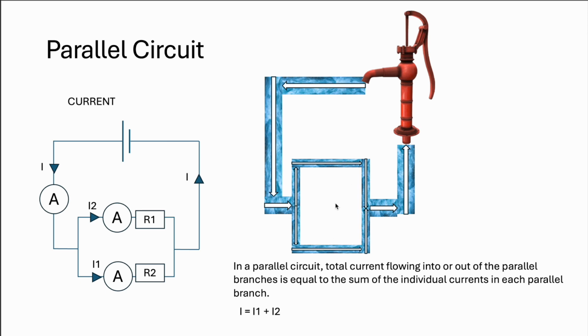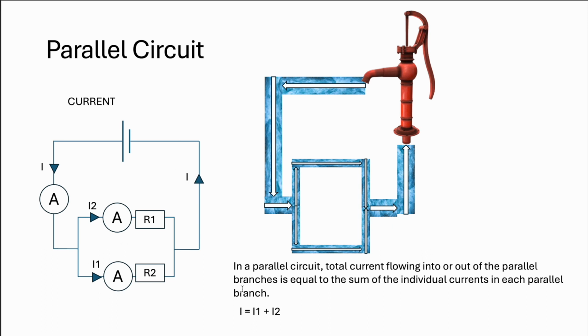However, if the resistances are different sizes of stone in the different rivers, then a different amount of current is going to be flowing through them. By common sense, large resistance, small current. Like a big stone, you have less water flowing through. So in a parallel circuit, the total current flowing into or out of the parallel branches is equal to the sum of the individual currents of each parallel branch.